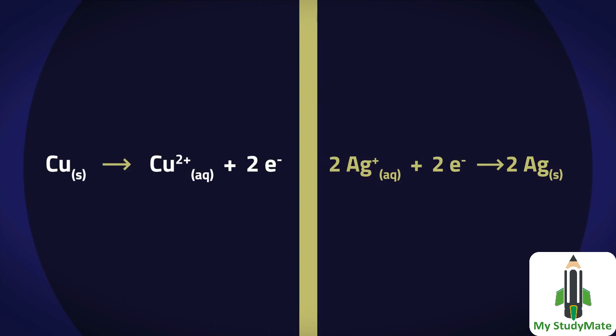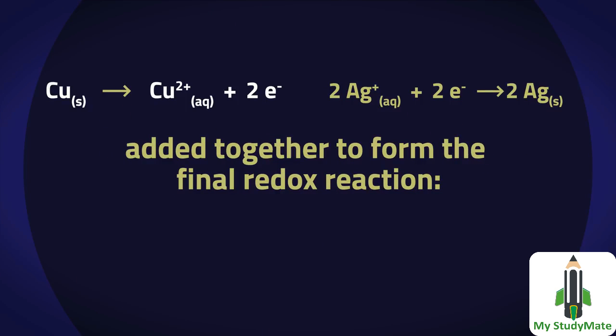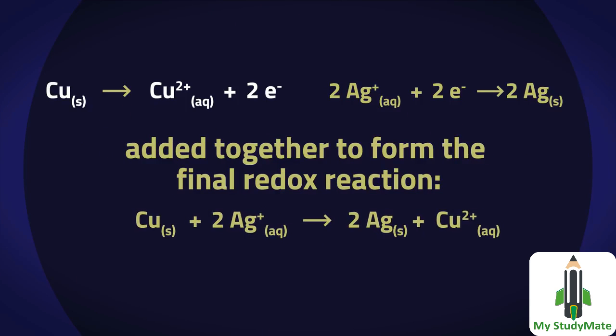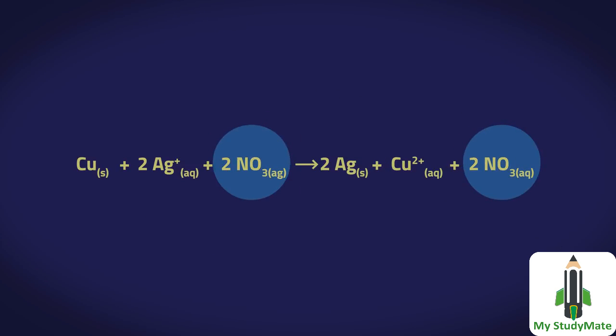When the two equations are added together to form the final redox reaction, you can see that everything, including the number of electrons, is balanced to reform the ionic equation. The electrons are equal on each side and can be removed.